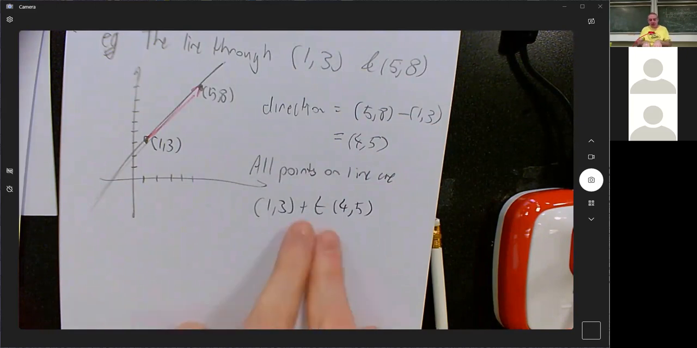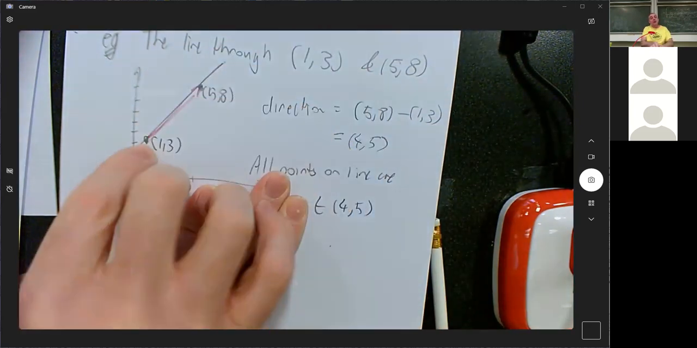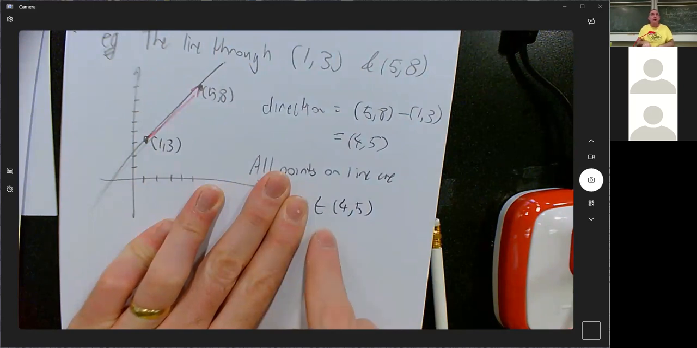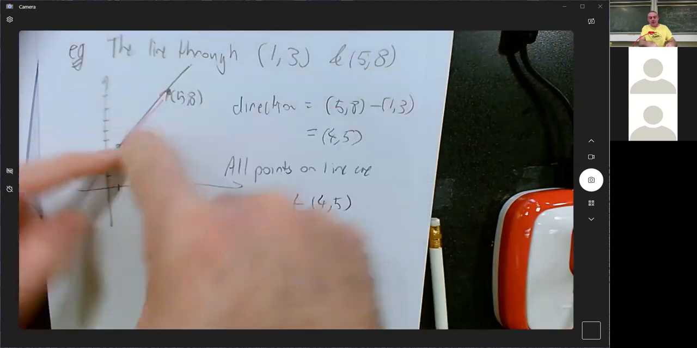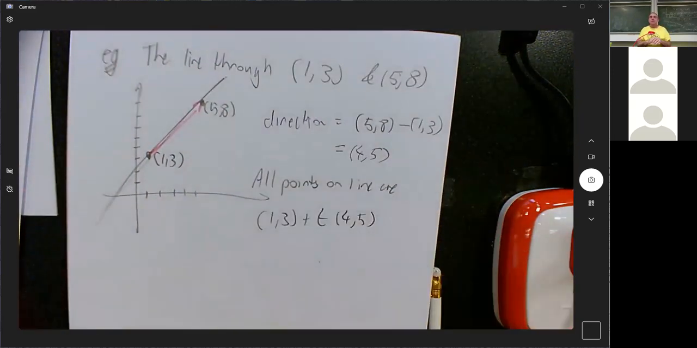And that idea is that t lots of 4, 5 is stretching this journey out to be longer or shorter or backwards, depending on whether t is more or less than 1 or negative. And then adding that journey onto this point to get to another place. How do you feel about this? Cool. And you can do this just as much in 3D as you can in 2D.